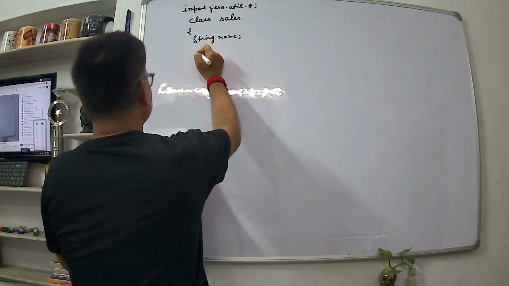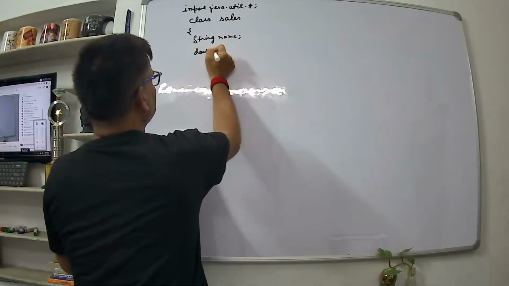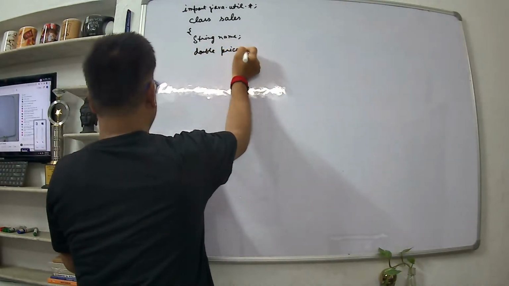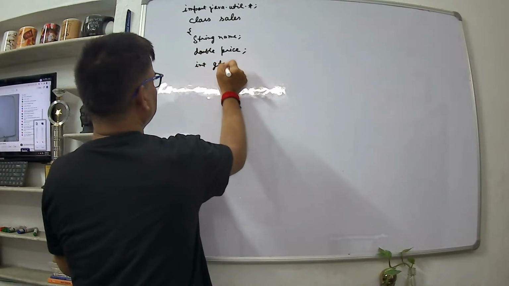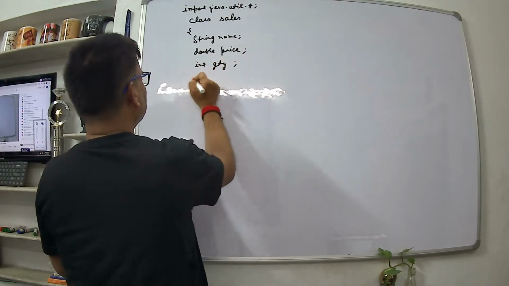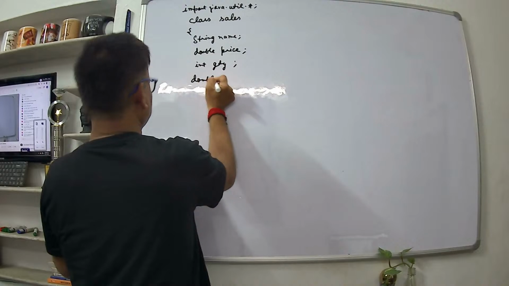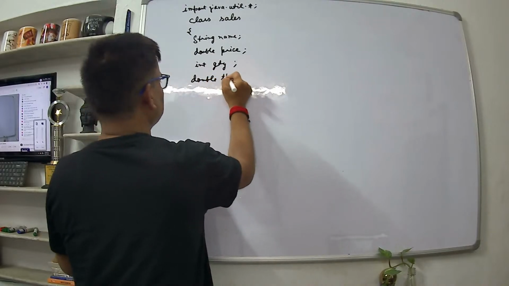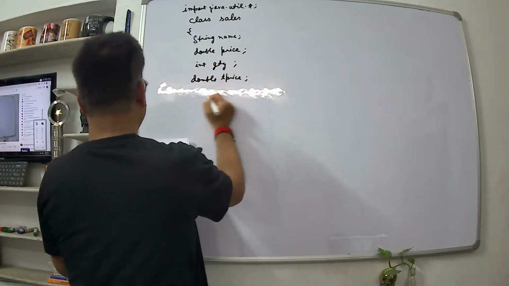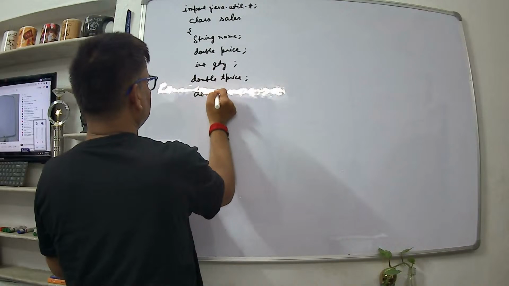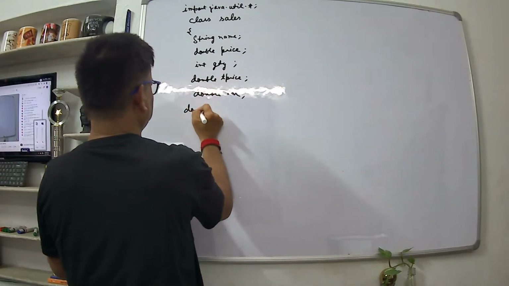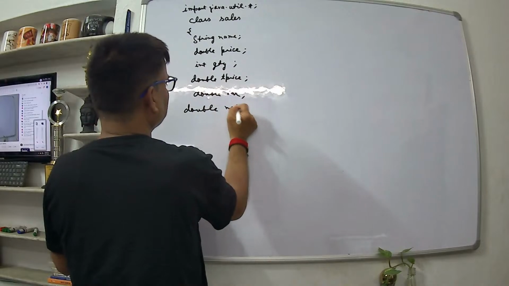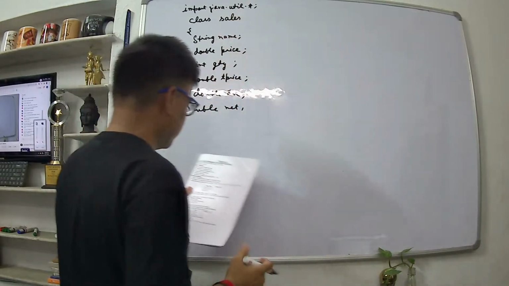String name, double price. Fine. Int quantity. So I took int quantity, double tprice, that's the total price, double tax, double net. You could have taken them in a single statement as well.